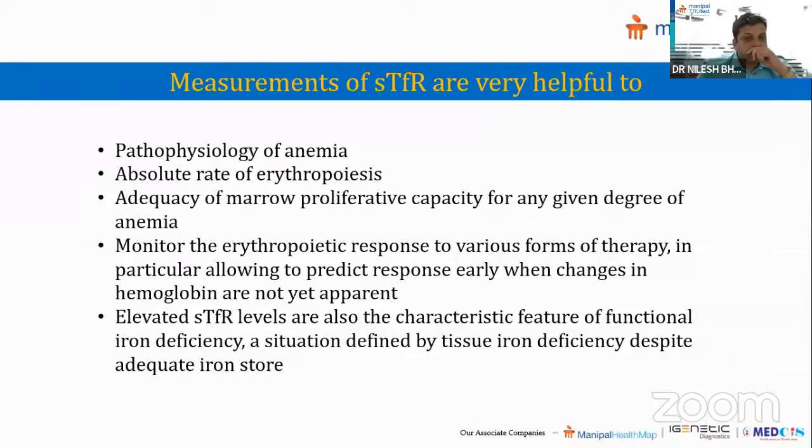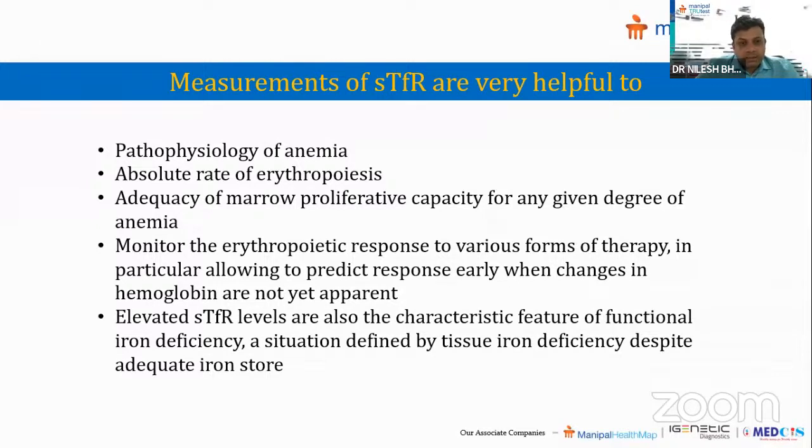Measurement of the transferrin receptor is very useful for understanding the pathophysiology of anemia. It is also an absolute marker of erythropoiesis. Since it is secreted by the erythroblast, it is a marker of erythroblastic activity, so you can also determine the adequacy of the marrow. It is an indicator of marrow proliferative capacity for any given degree of anemia.